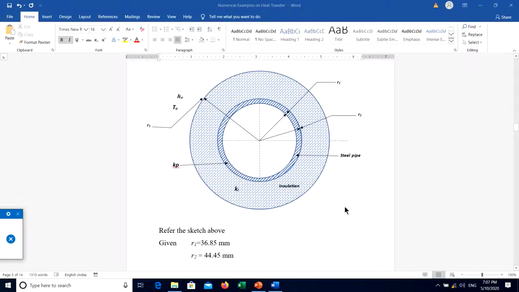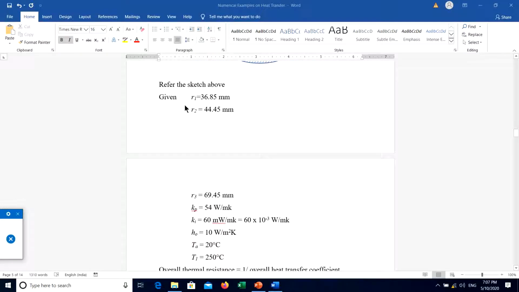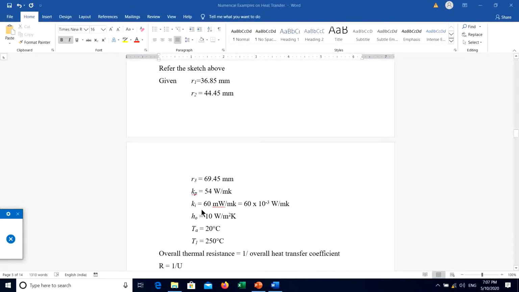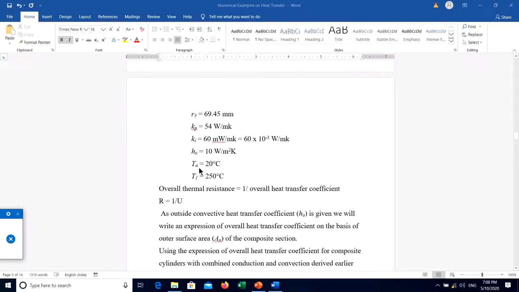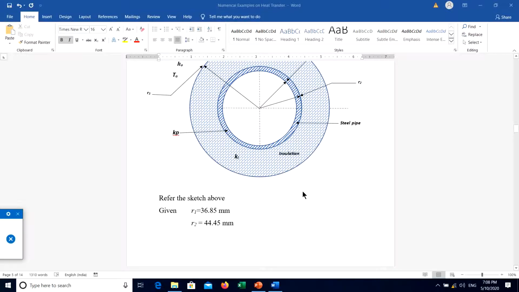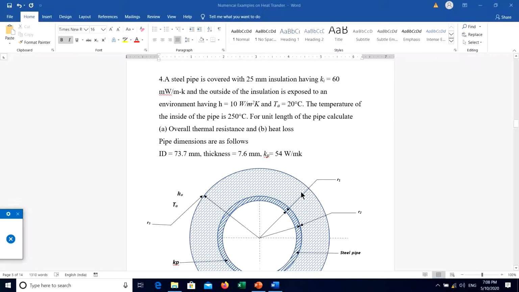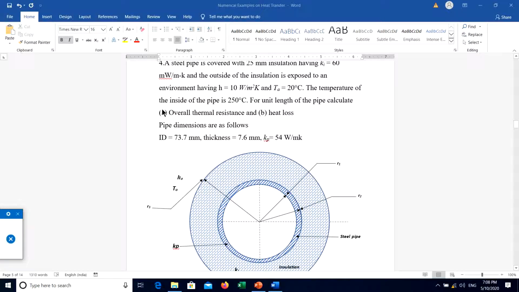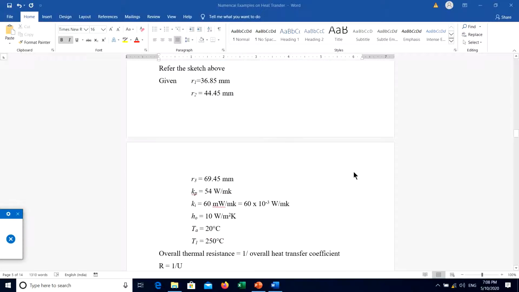Now our nomenclature will be like this. This is the inner radius of the pipe, R1, and then the outer radius of the pipe is R2, then the outer radius of the insulation is R3. The ambient is given, the outside convective heat transfer coefficient HO is given, and the thermal conductivity of the pipe is also known to us. So R1, R2 are given, R3, Kp, Ki, HO, TA are given, and the inside of the pipe has a temperature of 250 degrees Celsius.